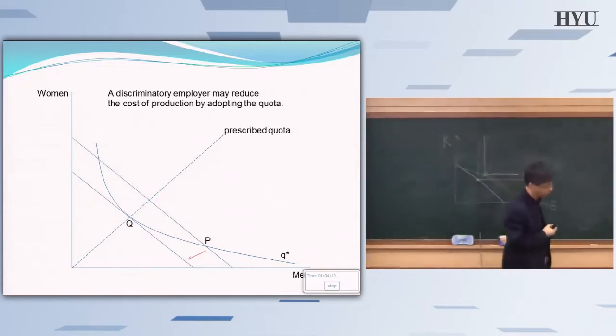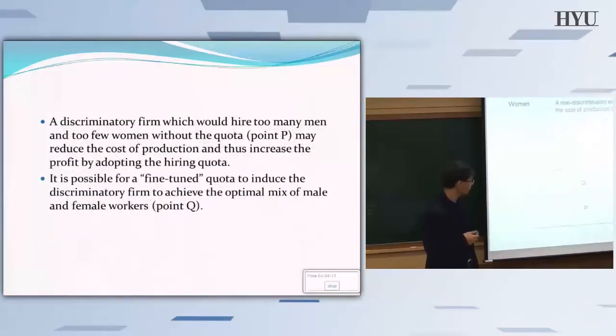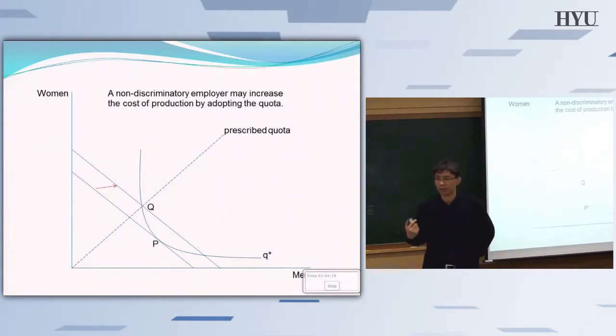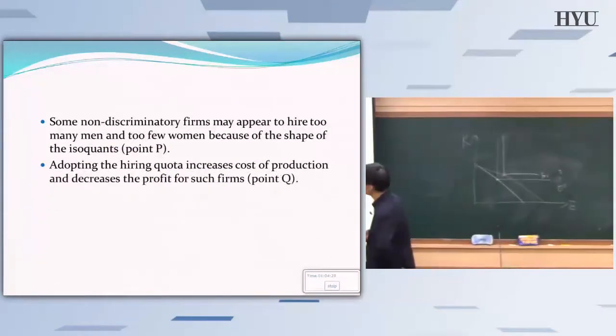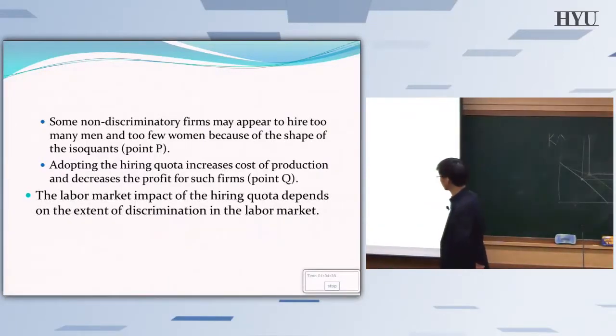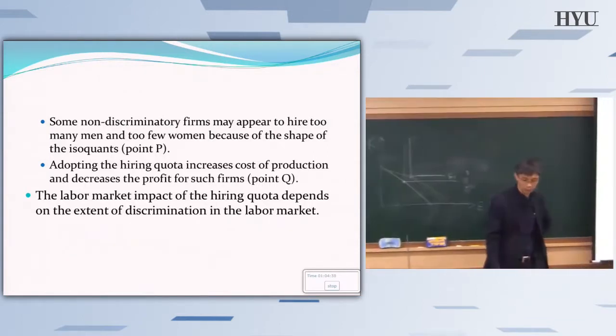But if the discriminatory practice is relatively rare, in that case the hiring quota may be a bad idea. So the labor market impact of the hiring quota depends on the extent of discrimination in the labor market. So you need to be very careful when you try to impose this hiring quota.